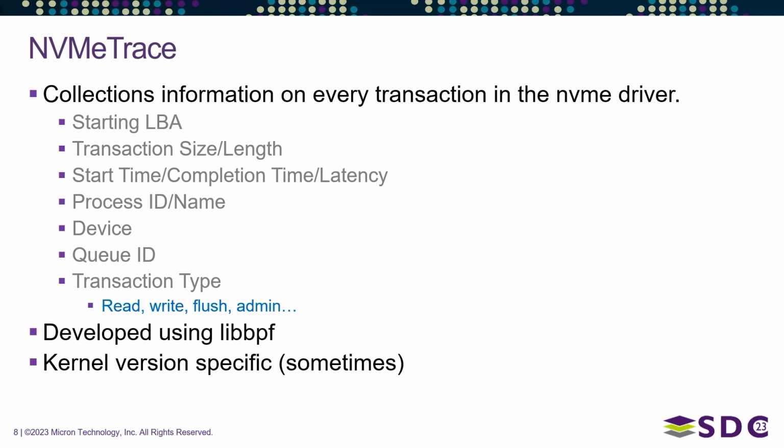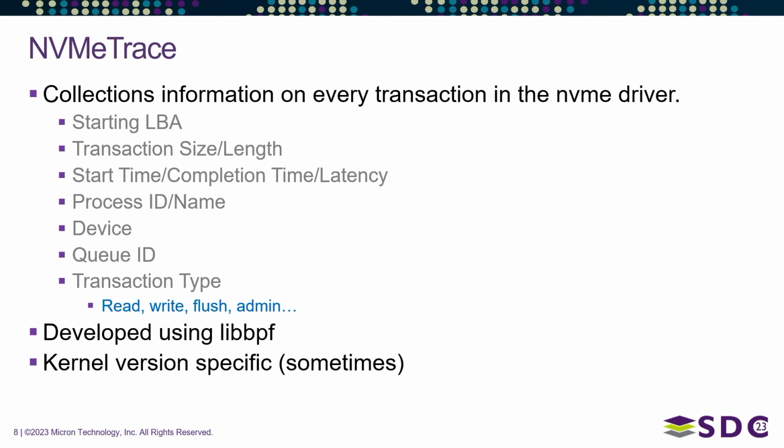So here is the information that we actually collect with the NVMe trace tool. It shows the starting LBA, size, length, times. We also grab the process ID that is triggering the specific transaction, with the name of the device, which NVMe queue it's going to, and what kind of transaction type.